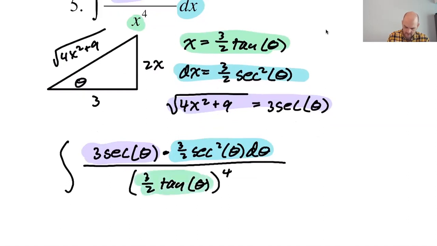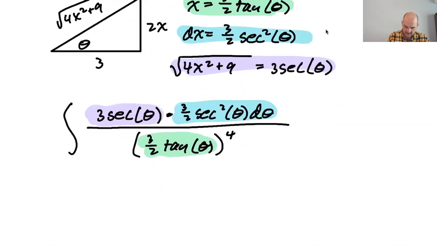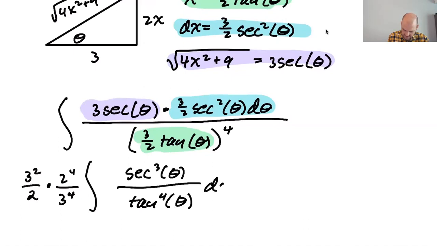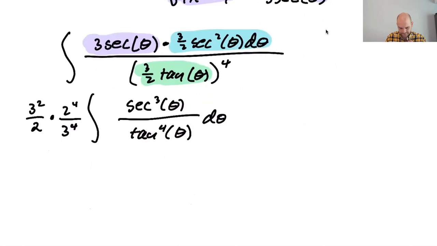Okay, so what do we have here? We have 3 squared over 2 from the numerator. The denominator, we have 3 to the 4th, 2 to the 4th, but it's in the denominator. So we really have 2 to the 4th, 3 to the 4th. And then we have secant cubed over tan to the 4th. Holy cow, is something good going to happen here? Secant cubed over tangent to the 4th. I'm going all sines and cosines because I don't really know what to do there.